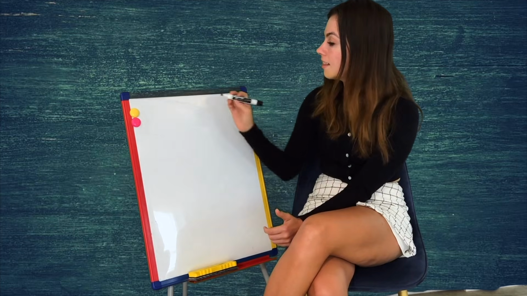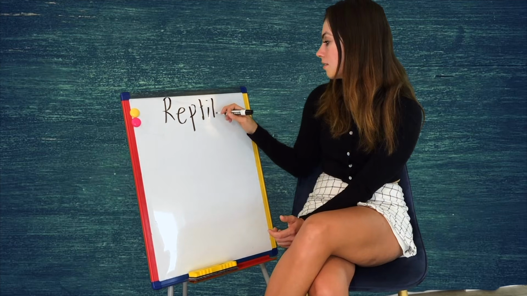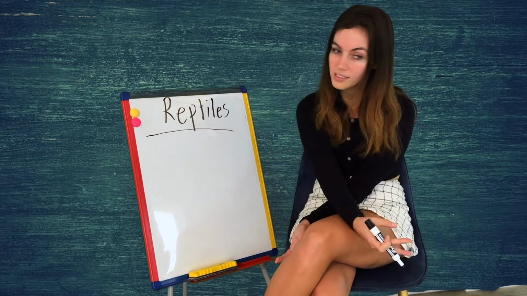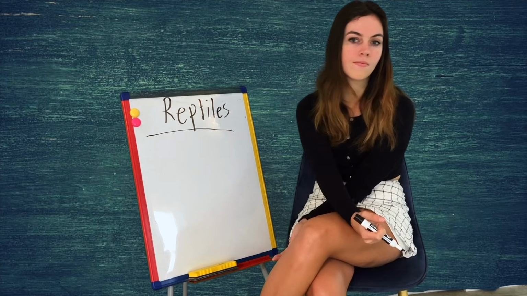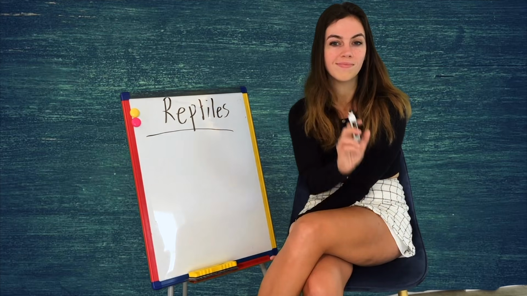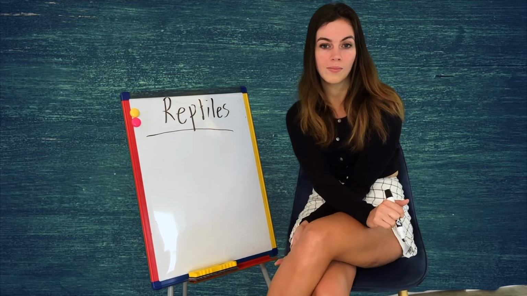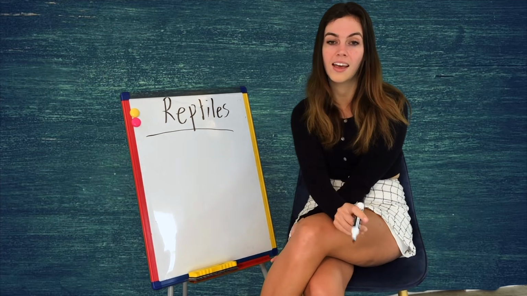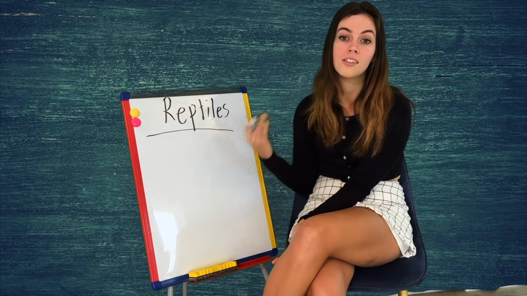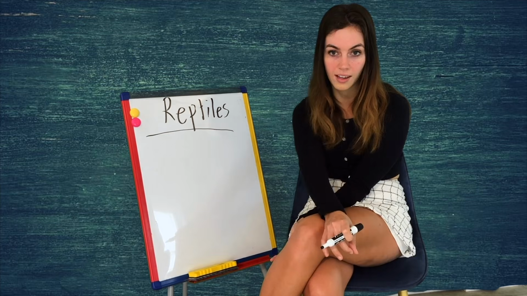The next class we're going to talk about are reptiles. And so just take a moment and think about what you know about reptiles. What animals do you think of when you hear the word reptiles? Snakes, alligators, okay, crocodiles, turtles. Good. So reptiles, there's about 7,000 species of snakes, lizards, turtles, alligators, and crocodiles.